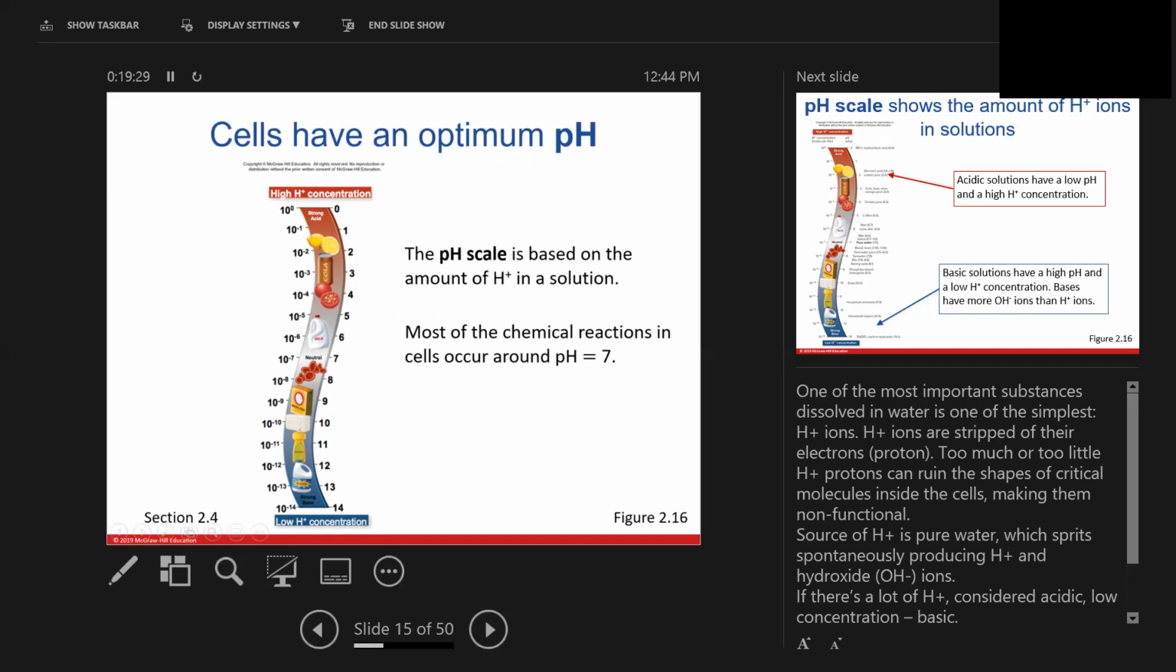Now, one of the most important substances dissolved in water is simply these H+ ions. These H+ ions are stripped of their electrons, which basically turns them into a single proton. And too much or too little of these hydrogen protons can ruin the shape of critical molecules inside a cell, making them completely non-functional. The source of hydrogen ions is usually pure water, which continuously produces H+ and hydroxide ions, which we'll talk a little bit more about at some point. If there are a lot of H+ ions, it's considered highly acidic. But if you have a low concentration of H+ ions, it's considered highly basic.